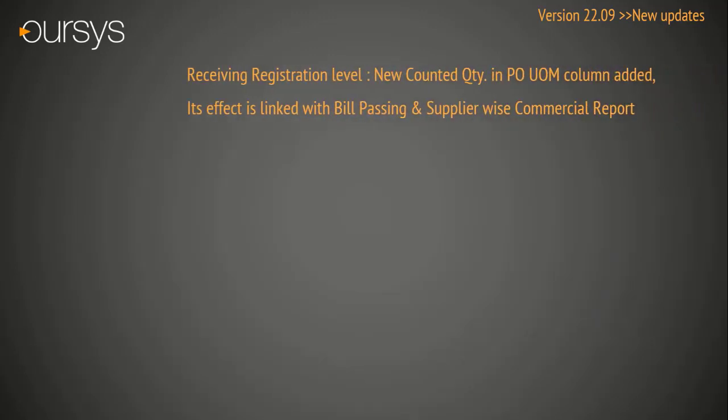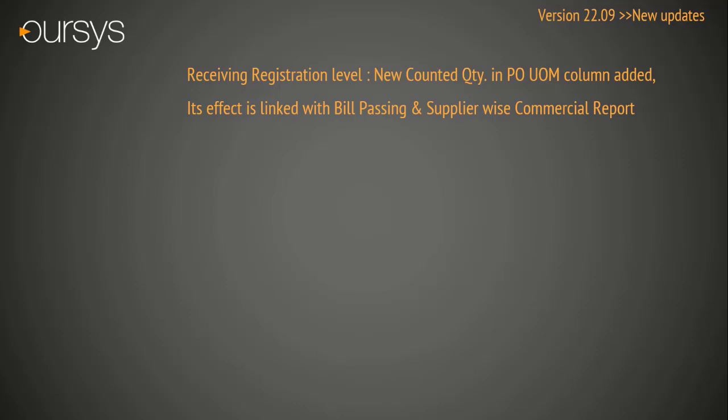Counted quantity in PUOM added at receiving registration level. Earlier, we did not have a provision to capture the counted quantity in PUOM, and due to this, if the user changed the item UM master, it took effect automatically at bill passing level, and it created a big problem in the bill passing process. Now we have introduced a new PUOM field at receiving registration level, and here the system allows the user to enter PUOM quantity in the counted field.